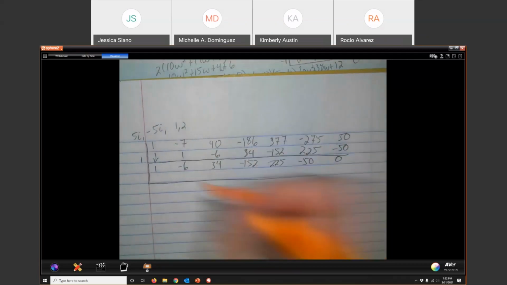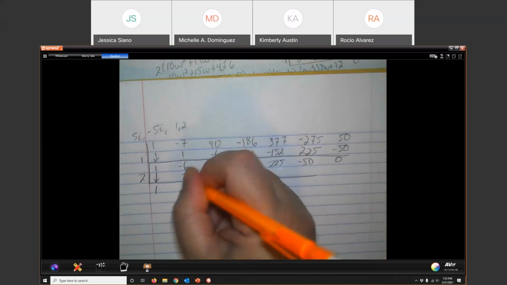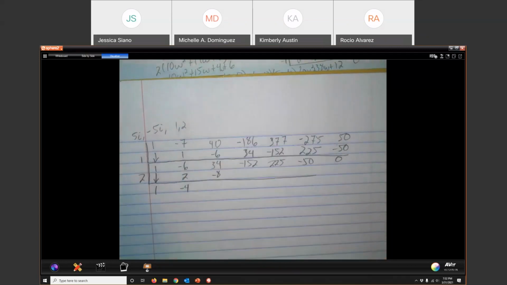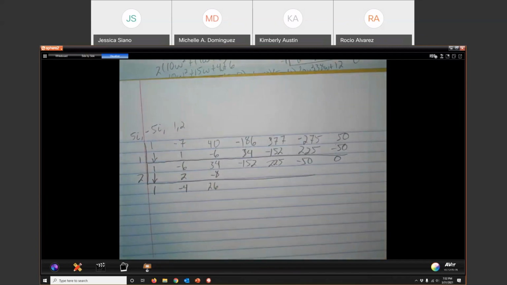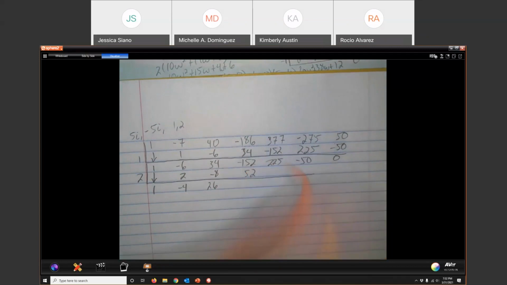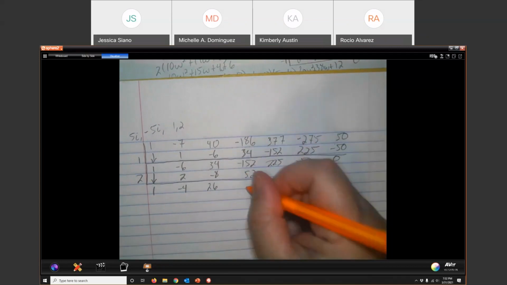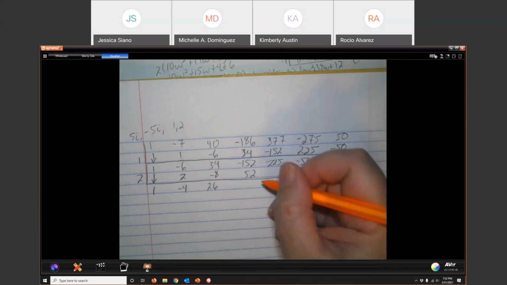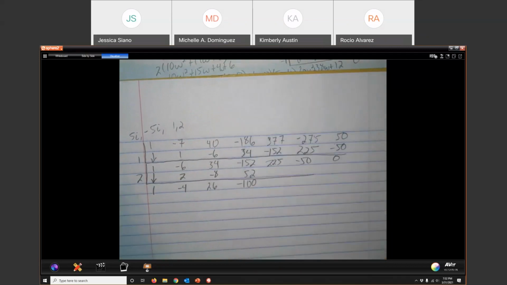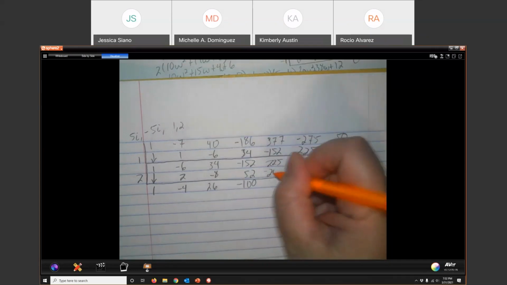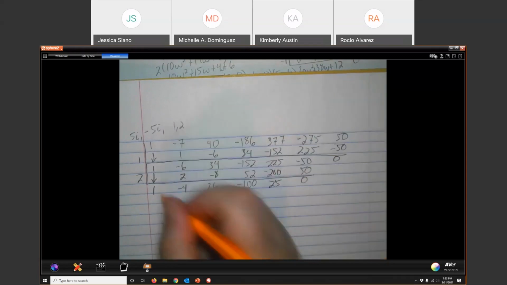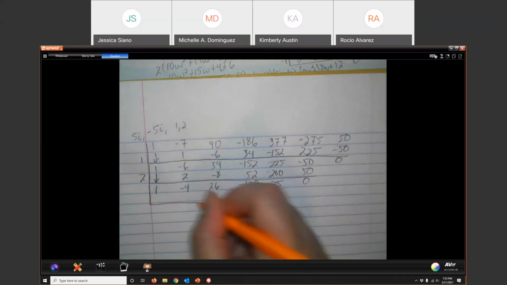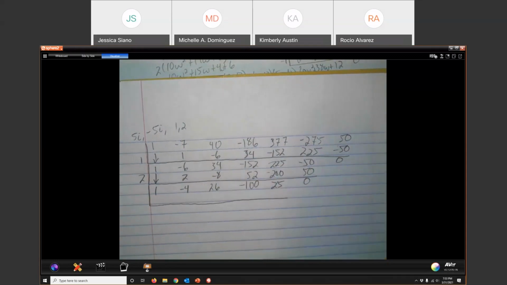Go again with 2. 34 minus 8 times 2 plus negative 100. Negative 152, excuse me, times 2 plus 225 times 2, 0. Okay. So when we do the imaginary roots, the process is the exact same.